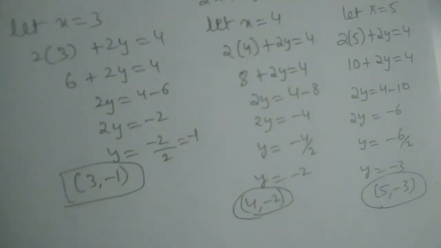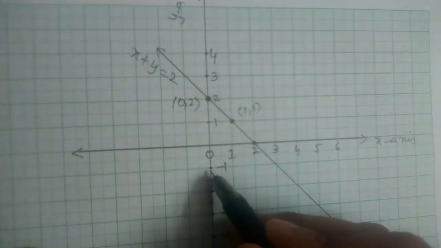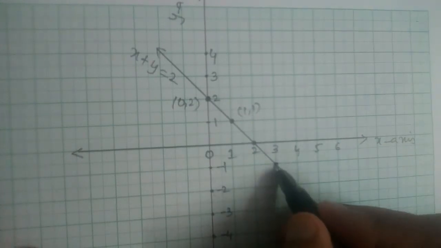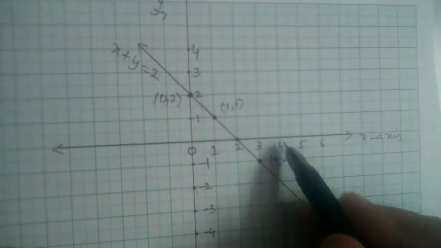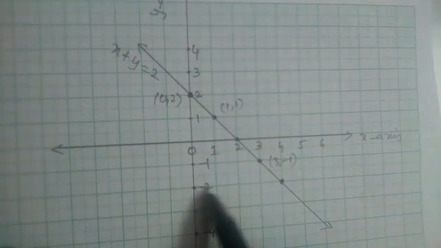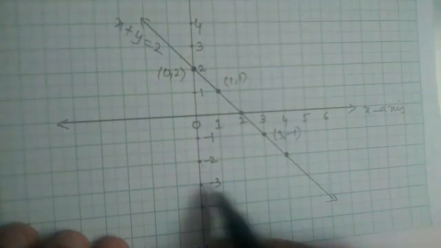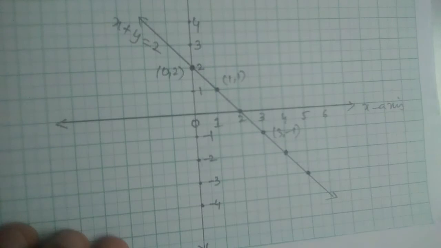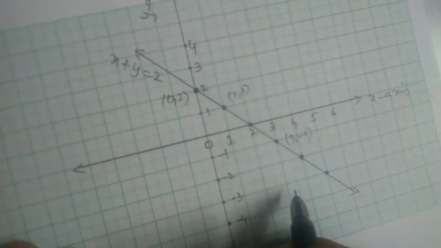We got 3 points, right? Let us plot these 3 points on the same graph. First is (3, -1). So x = 3 here, y = -1. So here (3, -1). Okay. Now next point (4, -2). So this is the point (4, -2), right? x = 4, y = -2. Third point (5, -3). 5 and y is how much? Minus 3.